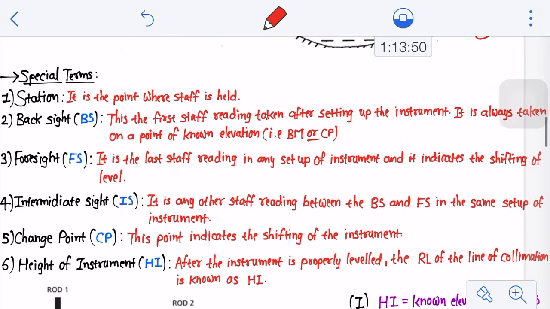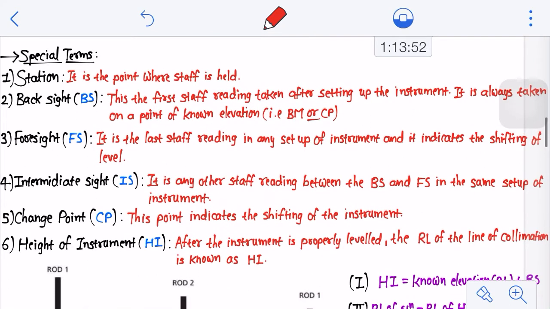Now we're going to start discussing some special terms and abbreviations used in leveling, and that is very important to understand so that you can understand the example part very precisely, right? I'll make it quick so that we can discuss more about the methods of leveling and the example, right?